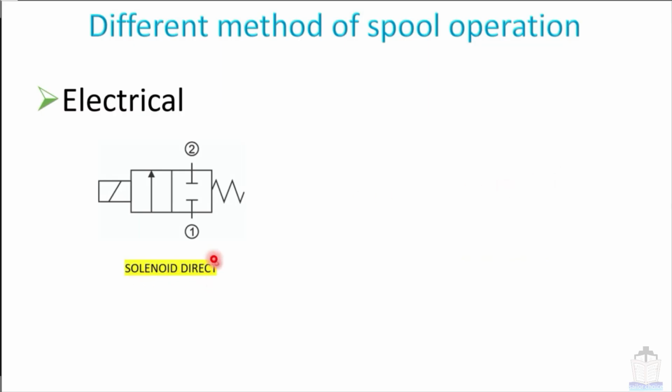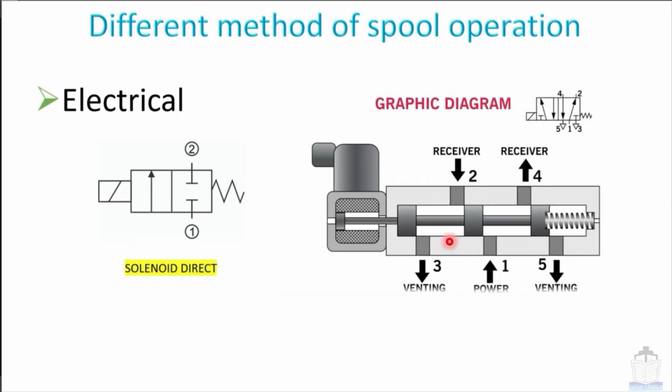Now I am going to show you what is solenoid direct. In this picture you can see that this is a solenoid valve, and in the solenoid valve there is a spindle. This spindle is directly connected to the spool. That means the spool movement is being controlled by the solenoid. So that is called the solenoid direct. That means the solenoid valve's spindle is directly connected to the spool, and hence the solenoid is directly controlling the movement of the spool.